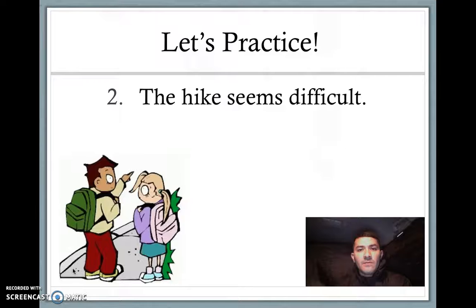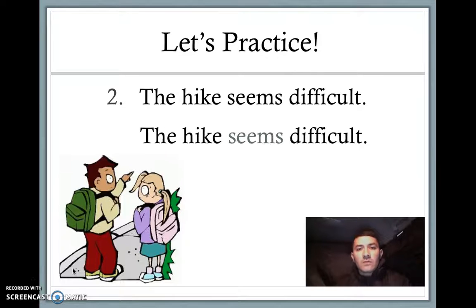Number 2, the hike seems difficult. Identify the linking verb. Alright, you should have chosen the word seems. Okay, the linking verb seems connects the subject, the hike, to the adjective difficult, so it describes the hike.